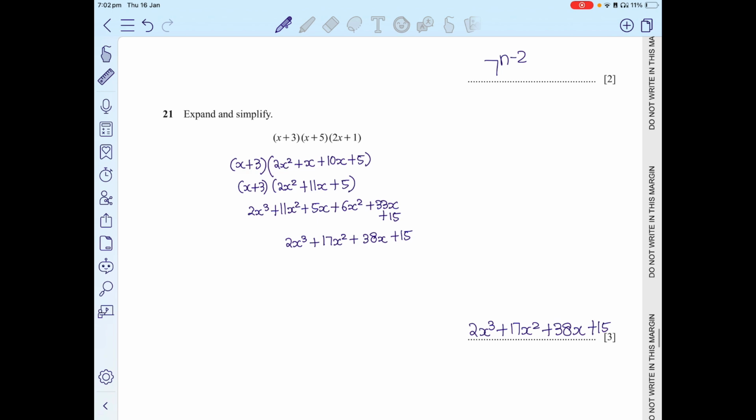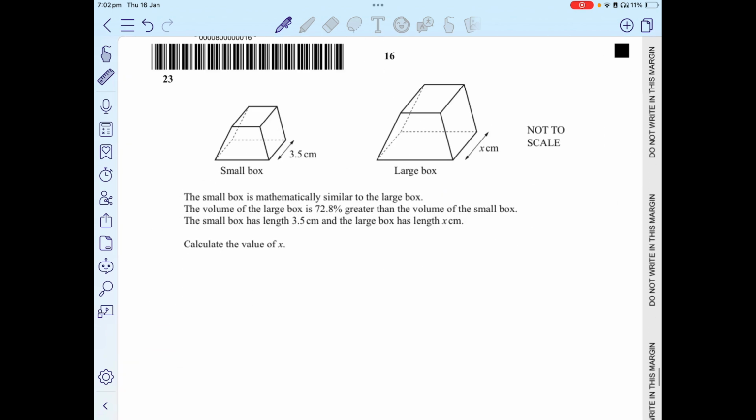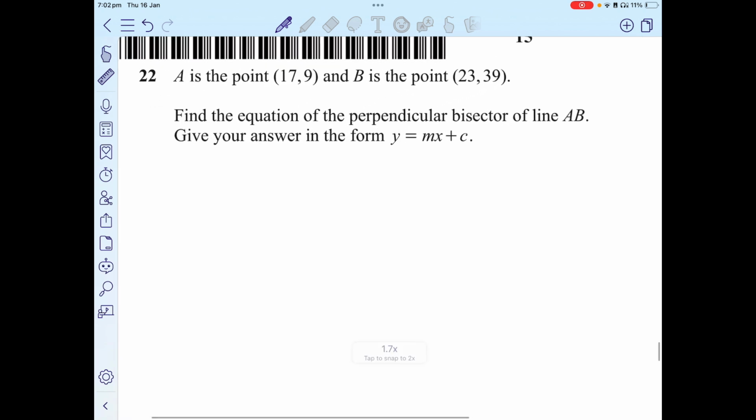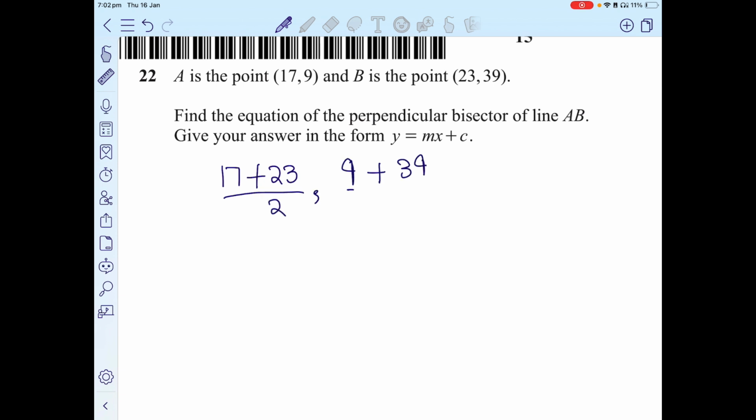Now we'll move on to the next part. It says two points are given, and you have to find the perpendicular bisector of the line AB, that is, the equation of that line. To find the perpendicular bisector, first of all you find the midpoint. For the midpoint, you do 17 plus 23, the x coordinates of both, divided by 2, comma, 9 plus 39 divided by 2.